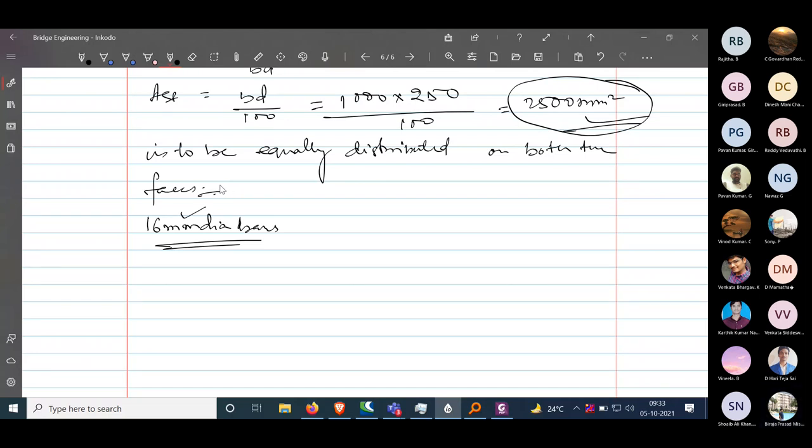Govardhan Reddy? Yes, sir. If the area of reinforcement is 2500 mm square, and we are assuming that we will give 16 mm dia bars, then what will be the number of bars? Number of bars equals 2500 by pi by 4 into 16 square, sir. Yes. So please calculate how much number of bars will be required. Calculate the value.